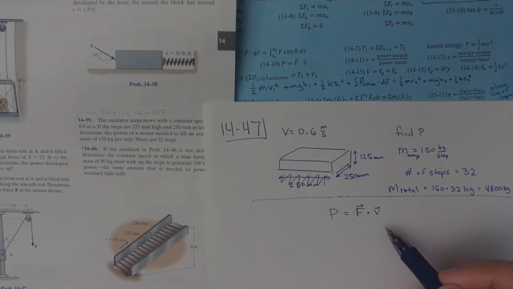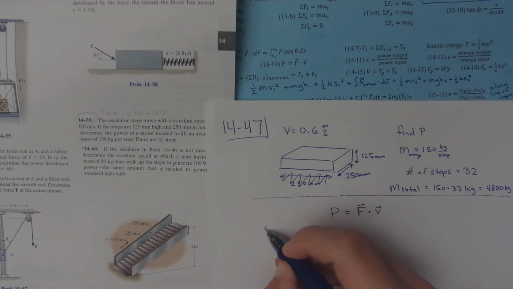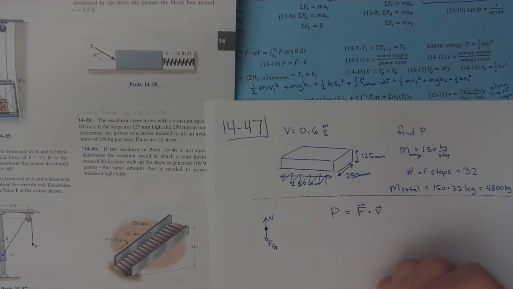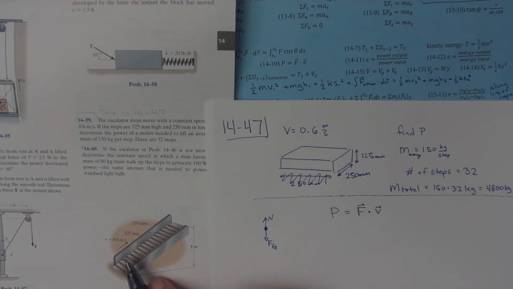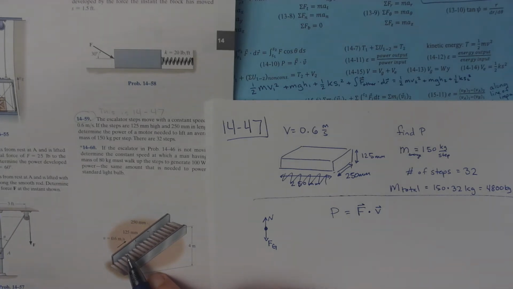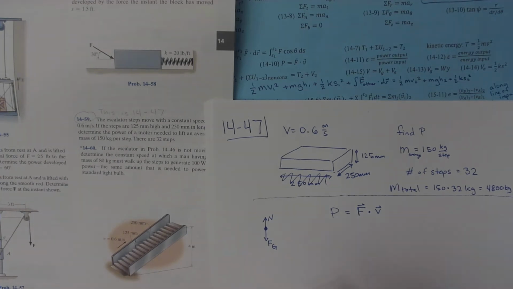I guess the next step would be to draw a free body diagram. So you have the normal force that the step exerts on the mass, and you have the force of gravity acting downwards. And your velocity, well, you can see the direction from this diagram here, so that is helpful. If you want to do the dot product, you want the vertical component of the velocity.